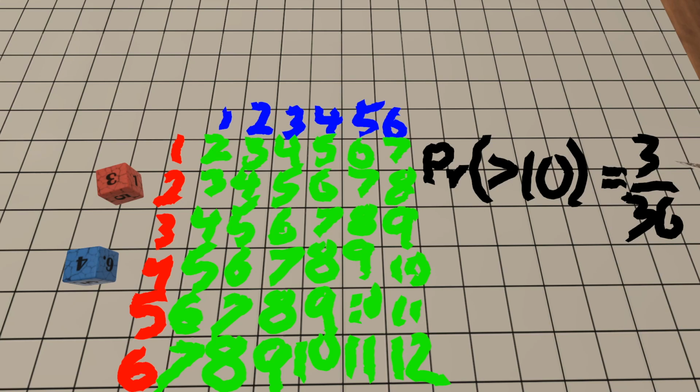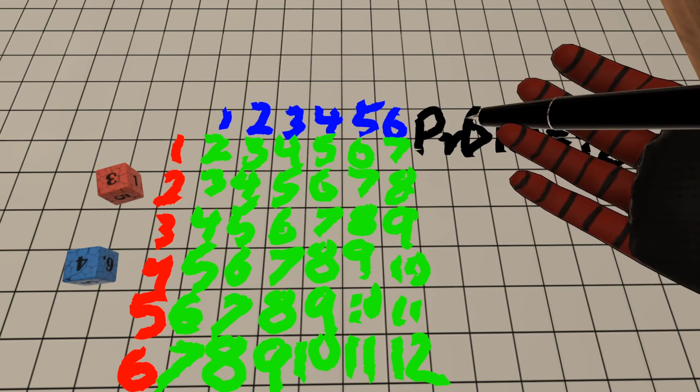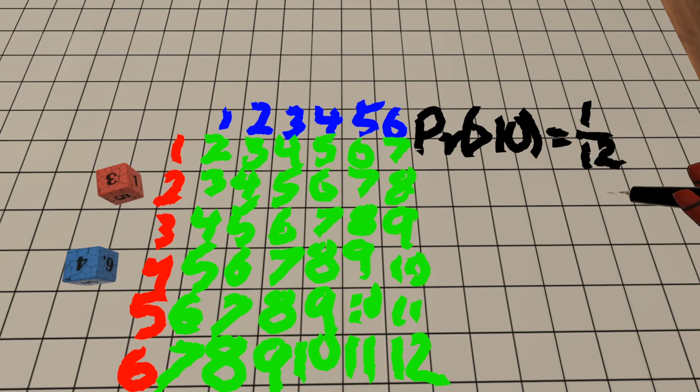There is a highest common factor of 3 because 3 fits into 3 and 3 fits into 36. So let's simplify that. 3 divided by 3 is just 1. 36 divided by 3 is 12. So the probability of getting a number greater than 10 is 1 out of 12. So that's far less likely than getting a 7. And you can see that from both the fraction and on this chart.